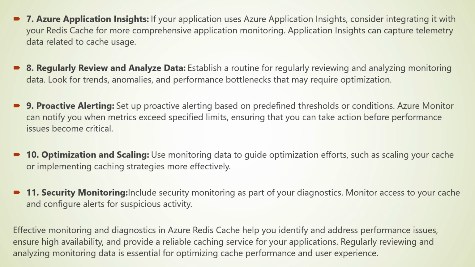Regularly review and analyze data. Establish a routine for regularly reviewing and analyzing monitoring data. Look for trends, anomalies, and performance bottlenecks that may require optimization. Proactive alerting. Set up proactive alerting based on predefined thresholds or conditions. Azure Monitor can notify you when metrics exceed specified limits, ensuring that you can take action before performance issues become critical.